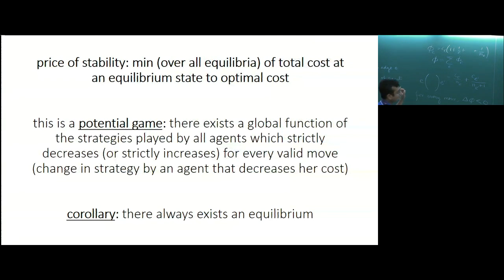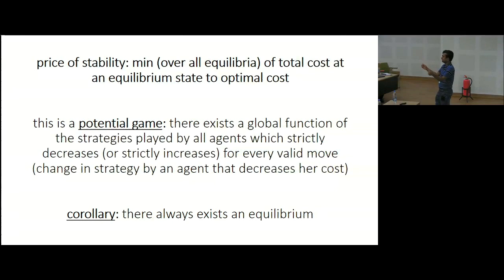But not only that, this property gives me something more. So what does it give me? Instead of starting at an arbitrary state, let me start my game at the optimal state. So whatever is my optimal configuration of paths, let me start my game there. This might not be an equilibrium, but let me run my game starting at that state.